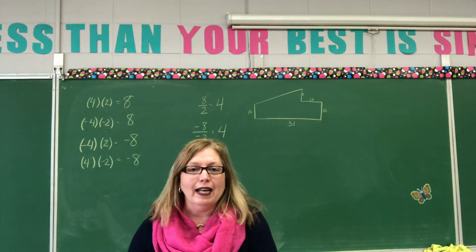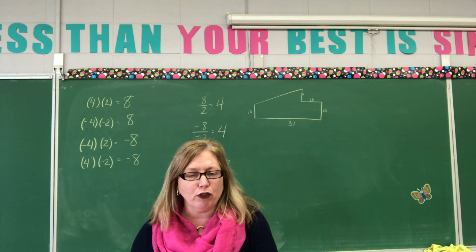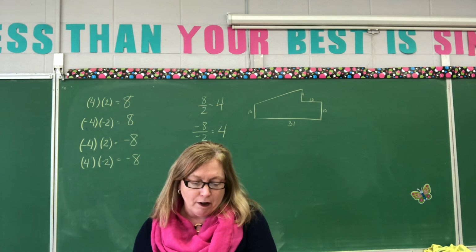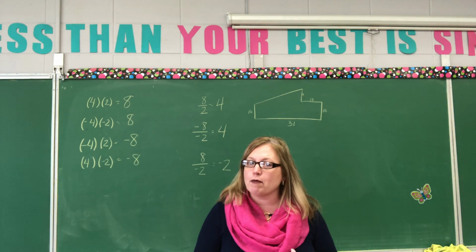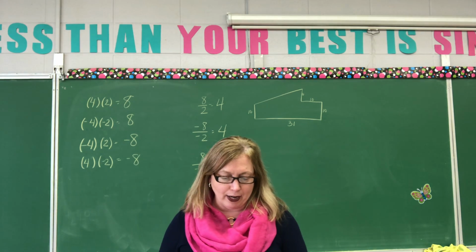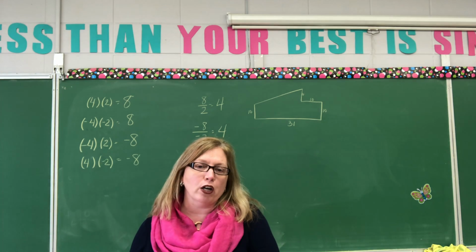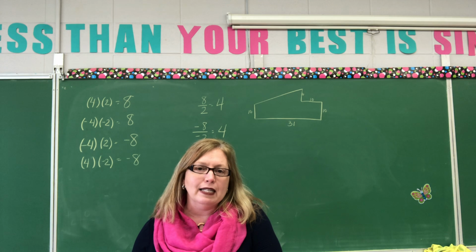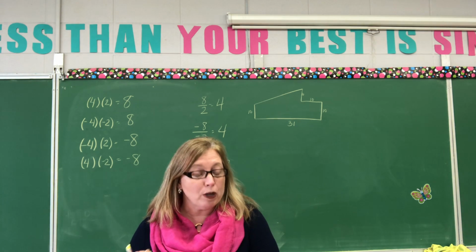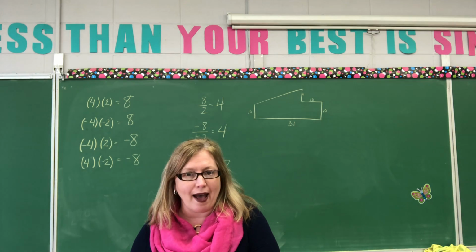Look at letter C. Negative 4 times negative 3. My answer is positive 12 because my signs were both negative. The signs are the same. Positive 4 times positive 3, my answer is positive 12. Letter E, positive 4 divided by negative 8. What is your answer? Your answer should be negative 1/2.